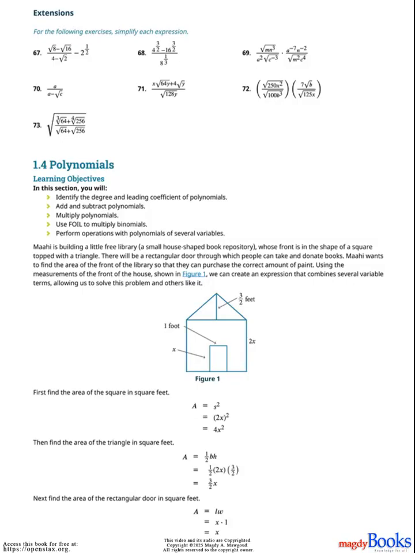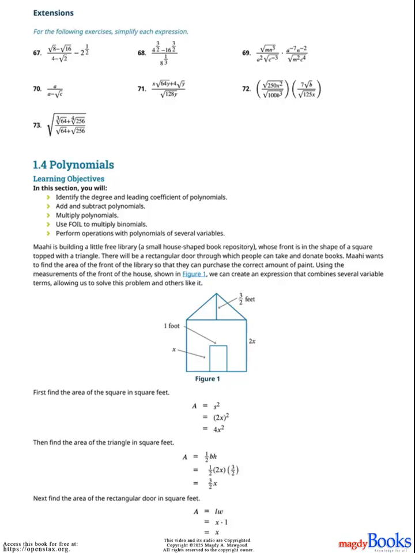68. 4 to the power of 3 over 2 minus 16 to the power of 3 over 2, divided by 8 to the power of 1 over 3. 69. Square root of n cubed over a squared square root of c to the power of negative 3, times a to the power of negative 7 n to the power of negative 2 over square root of m squared c to the power of 4.